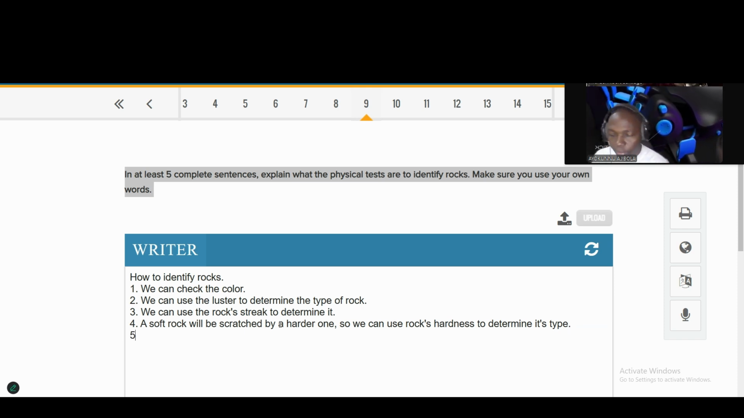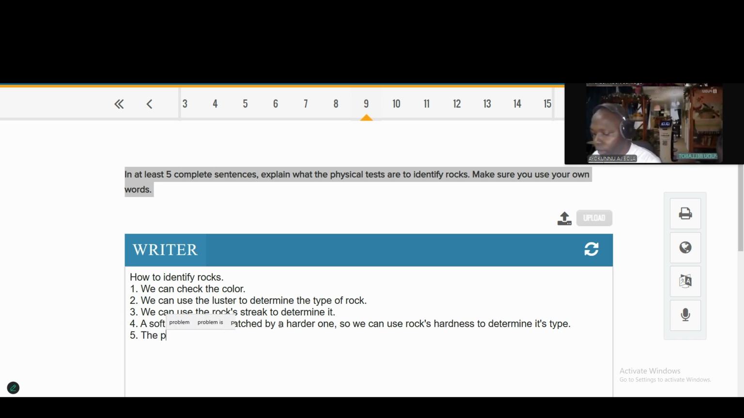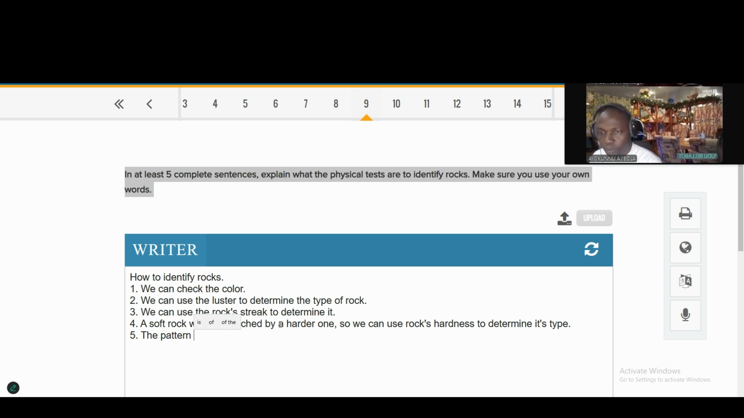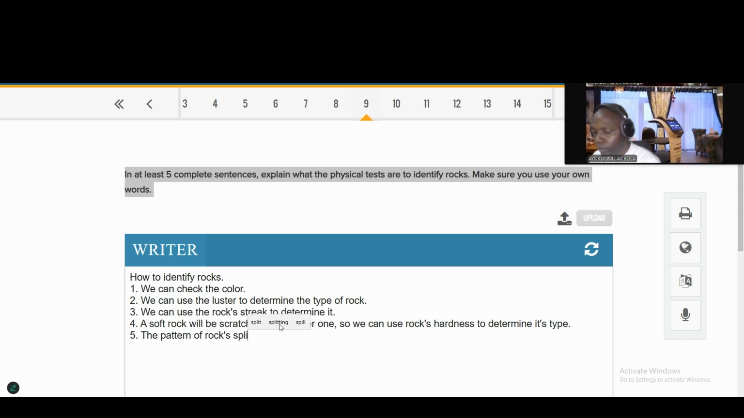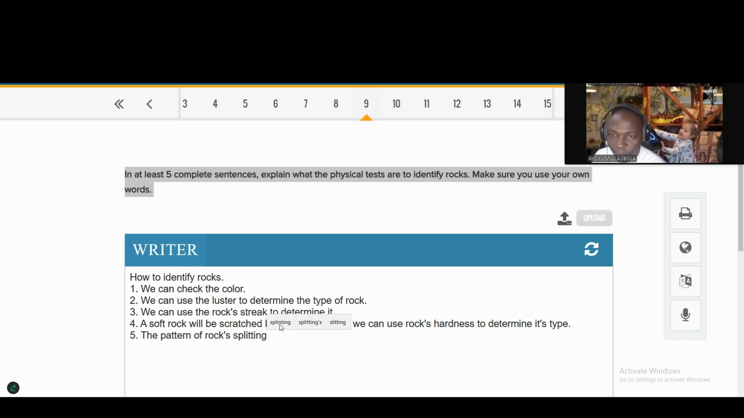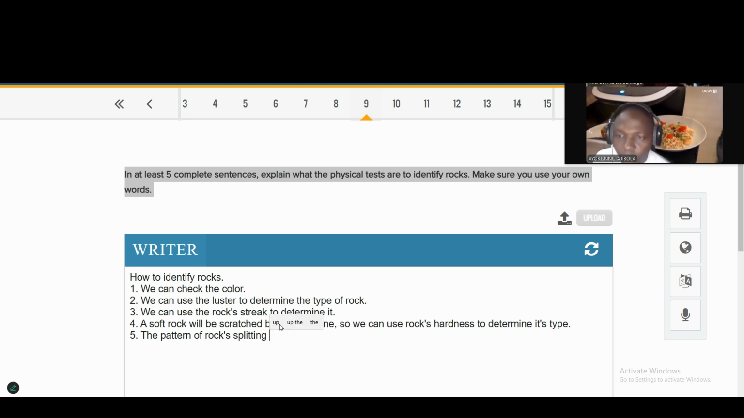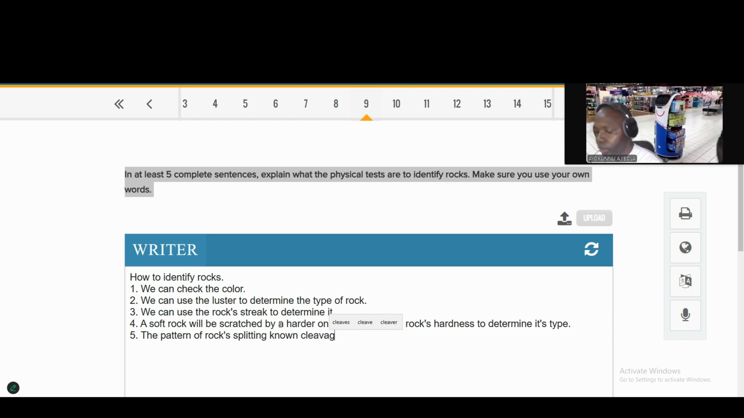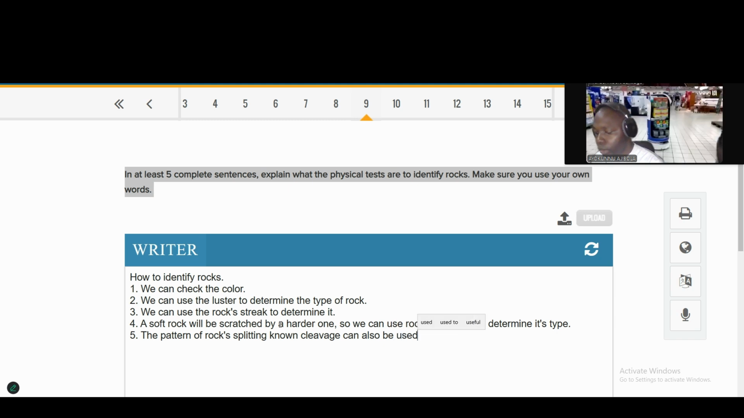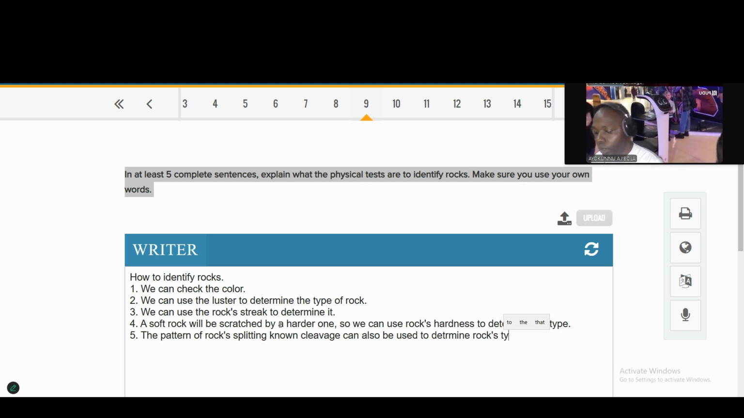And finally, number five, what did we say we can use? We can use rock's cleavage. The pattern of rock splitting, known as cleavage, can also be used to determine rock's type. Send something in the chat box.